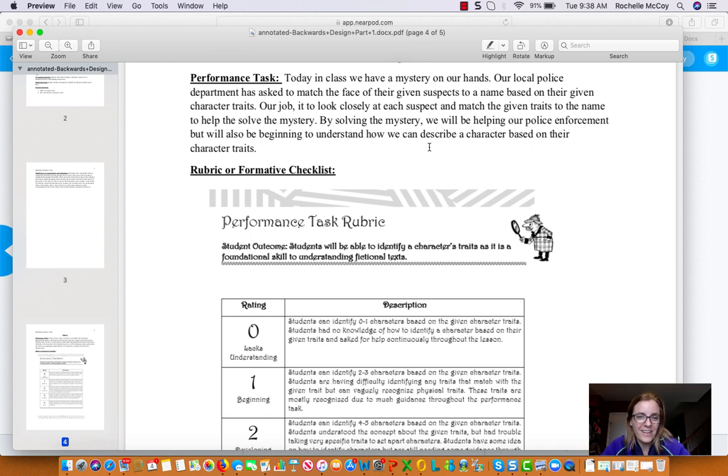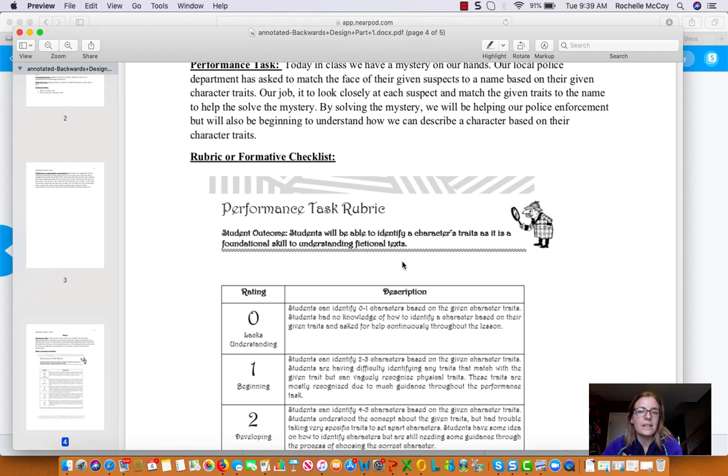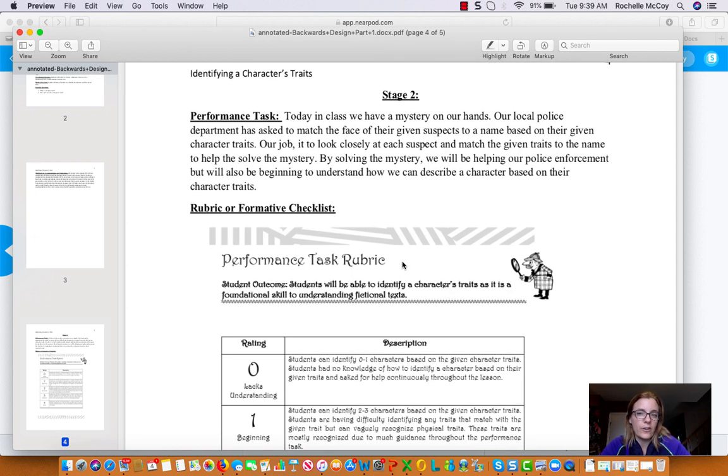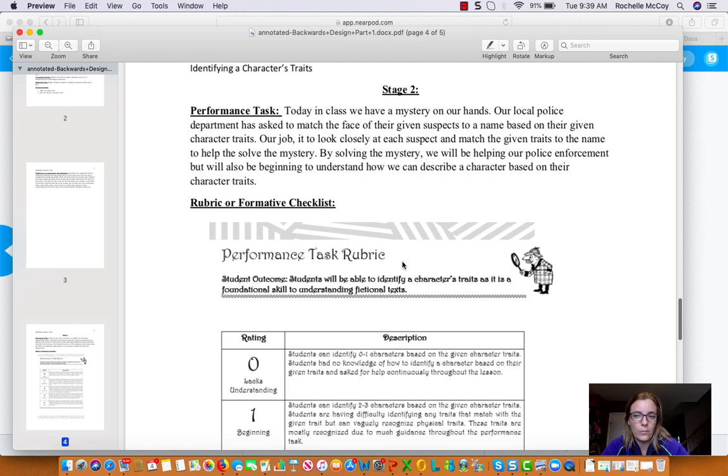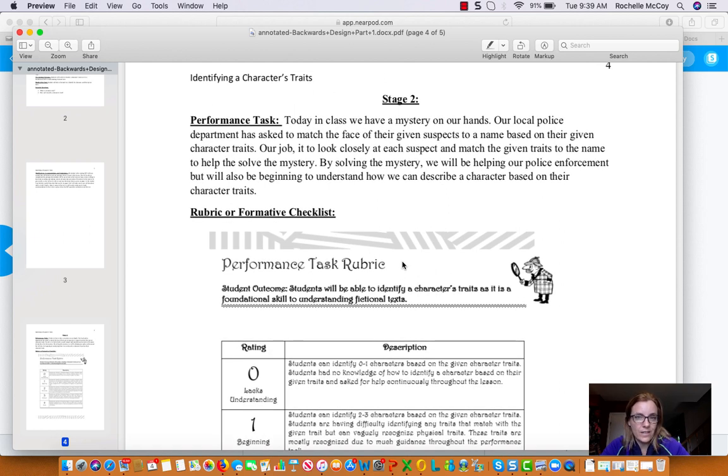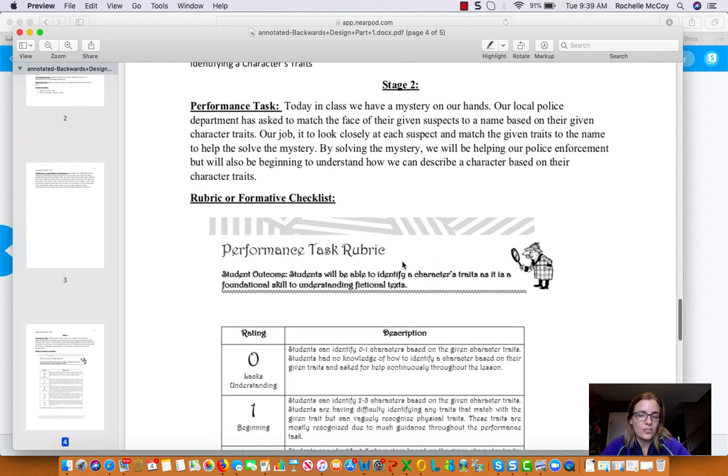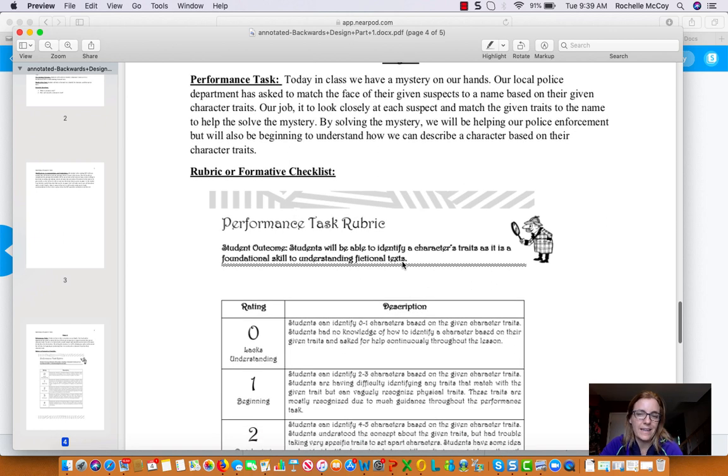And if you haven't figured it out yet, the student outcome is students will be able to identify character traits as a foundational skill to understanding fictional text. And then the teacher could have even talked about how this was a fictional scenario. Even though it's authentic, this could actually happen. There could be a mystery in a town. Police could be asking for help to determine traits of an individual. This is a fictional setting. If it was an older group, you could even go into realistic fiction. But you could have fun with this one.